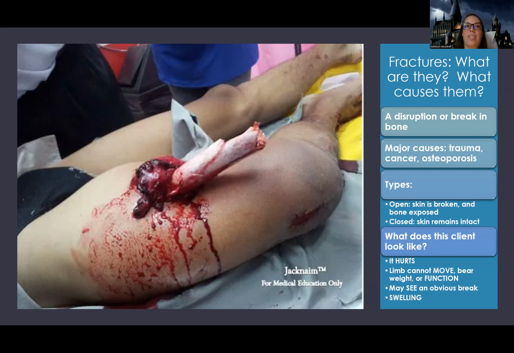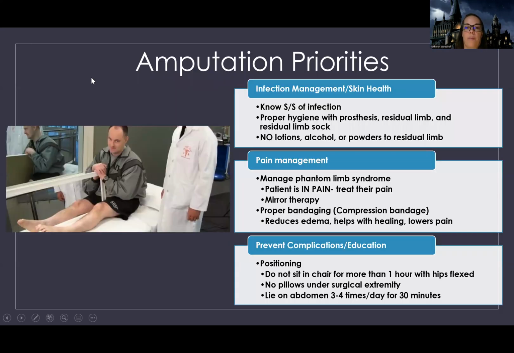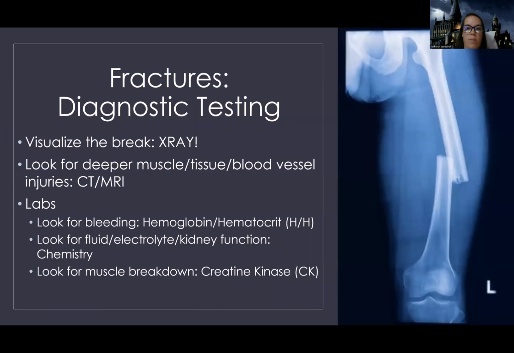So sometimes you can see it. Sometimes you can just look at it and the arm or the leg is going in a direction it's not supposed to go. There's lots of swelling. It looks like it could be broken. So it just depends, but you'll start to be able to see it if this is something that you do regularly. Sorry, my slides are being a little crazy.